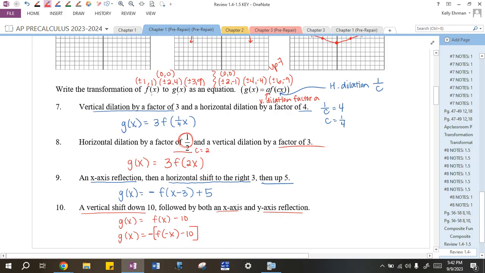So because the vertical shift down 10 was supposed to be done first, when we simplify that equation, it really looks like this, negative f of negative x plus 10. So if you were just looking at this equation, you might say go reflect and then go up 10. But that's the same as shifting something down. And then once you shift something down here, if you reflect it across the y-axis and across the x-axis, it lands up here. So that's why that's kind of strange. Okay.